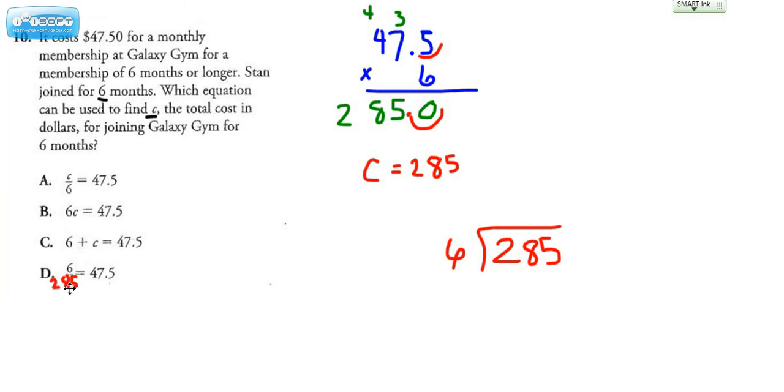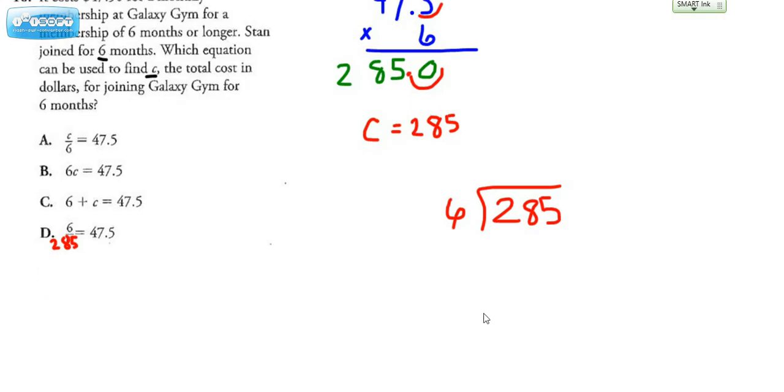And then if we take 6 and divide it by 285, so let's examine that. If we did 6 and divided it by 285, would we get $47.50? And hopefully you can see that, I mean, you can go through and do the math, but hopefully you can see what the answer would be there. You can see that it's not going to be this.